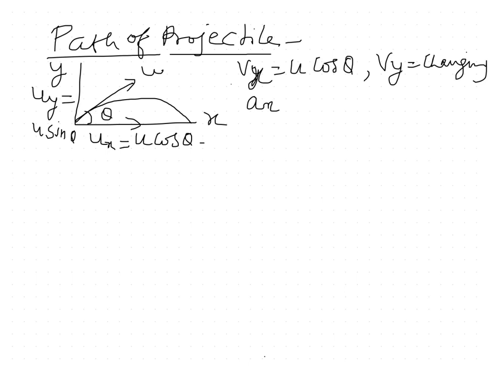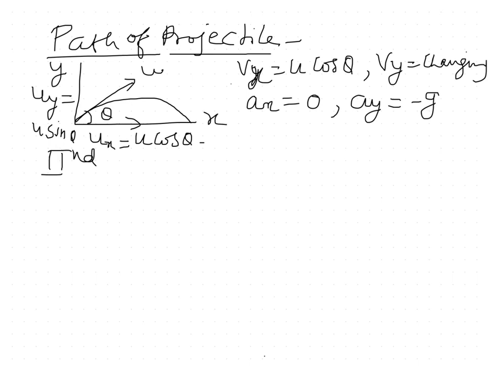Similarly, the x direction acceleration is zero because no force is acting in this direction, while in the y direction the acceleration can be written as minus g when the object is moving upwards, and plus g when the object is moving downwards. So these are the velocities, ux and uy, shown here. To calculate the equation of the path of the projectile, we use the second equation of motion in either direction.